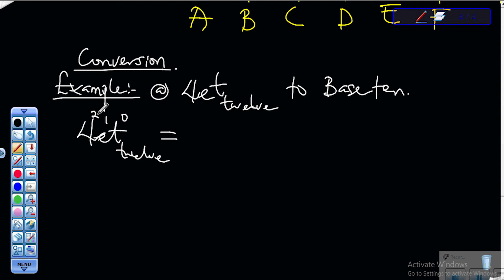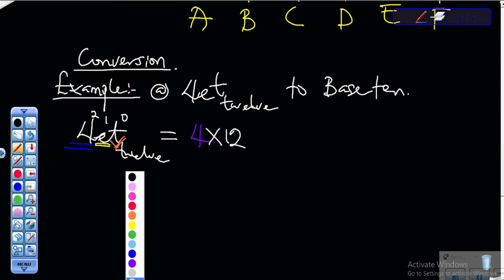So you pick your first digit. According to this place, we have 4 as our first digit, we have the second digit to be E, and we have the last digit here to be T. So where 4 is your first digit, you pick that first digit, which is 4, then you multiply with the base. The base here is 12. So 4 times 12, then raised to power 2.